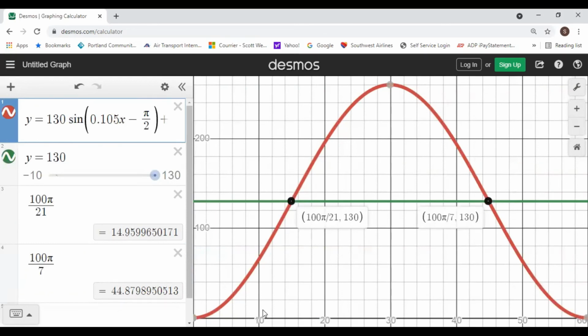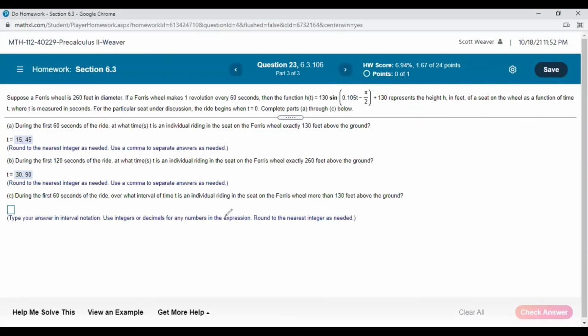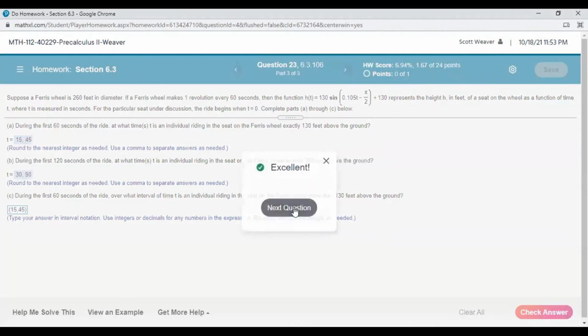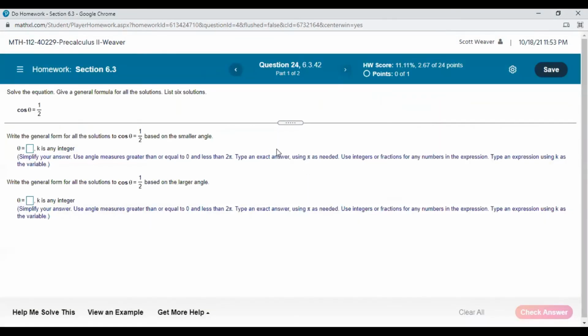And we just have to express that in whatever math format they want. It says, type your answer in interval notation, use integers or decimals for any numbers in the expression, round to the nearest integer as needed. So again, we are rounding to the nearest whole number. This is just going to be the time in between the two answers on part A. So in interval notation, it would be 15 to 45. And so that's how that's going to go.